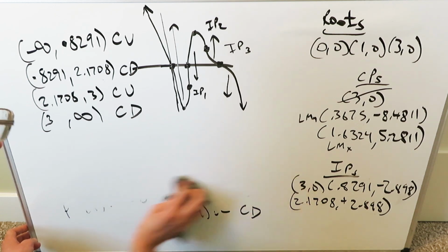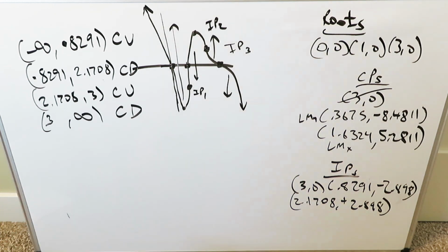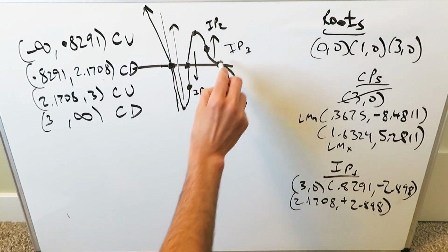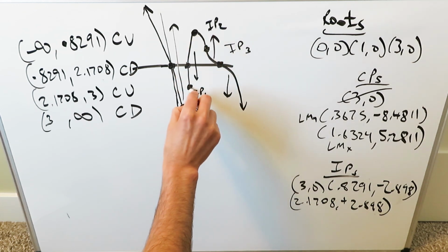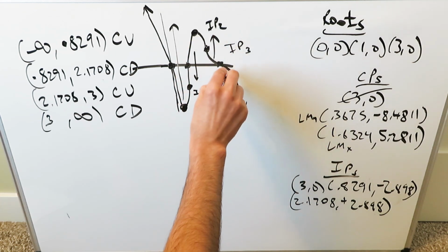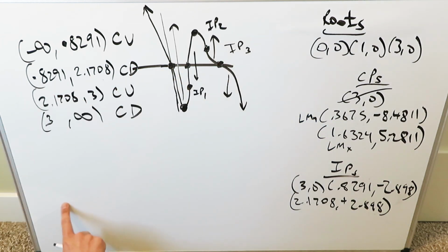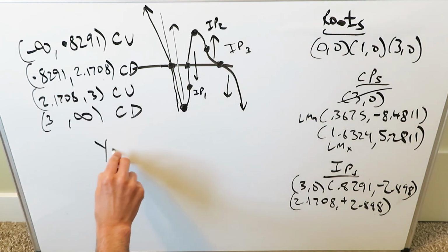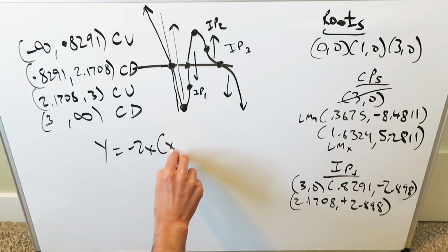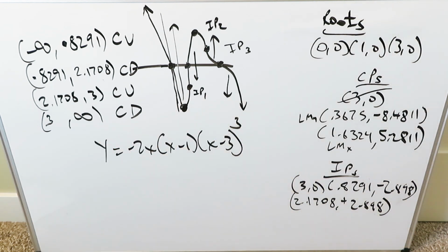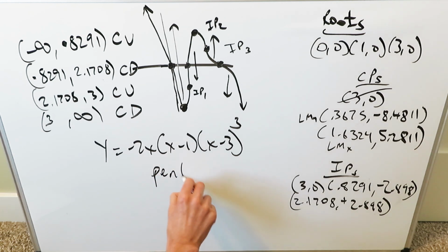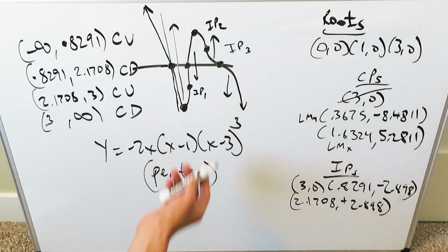Your roots, your local minimum, your local maximum. Your root here, root here, root here. Your local or relative minimum, your local or relative maximum. Your inflection point, your inflection point, your inflection point. My original function, which you remember, is this: y equals minus 2x (x minus 1)(x minus 3) cubed, and we're done. It's a quintic equation and it's rather cumbersome to deal with, but we're good.